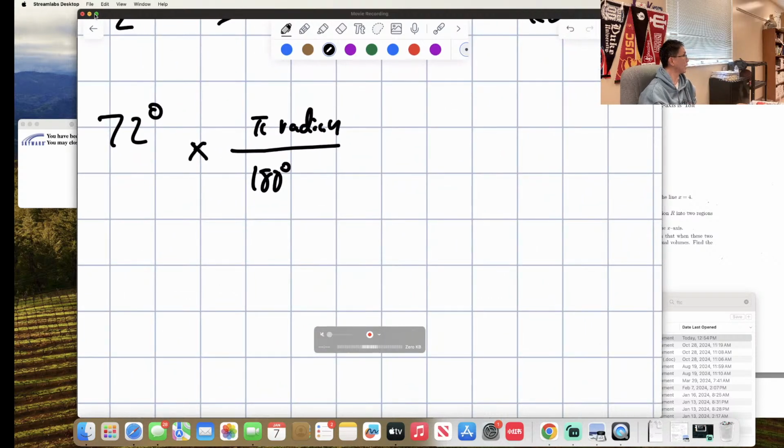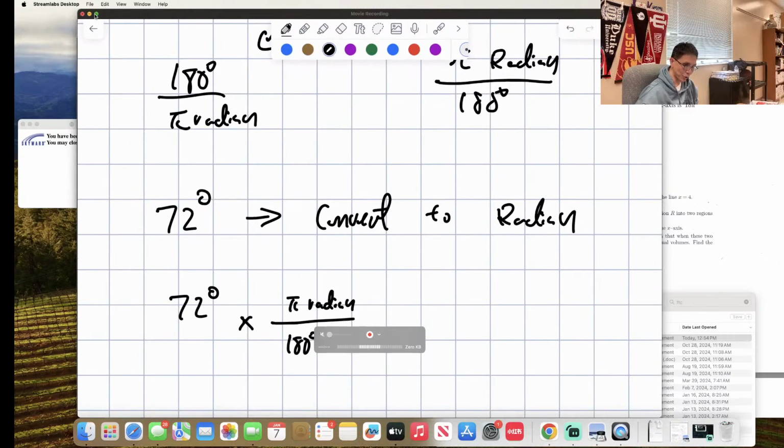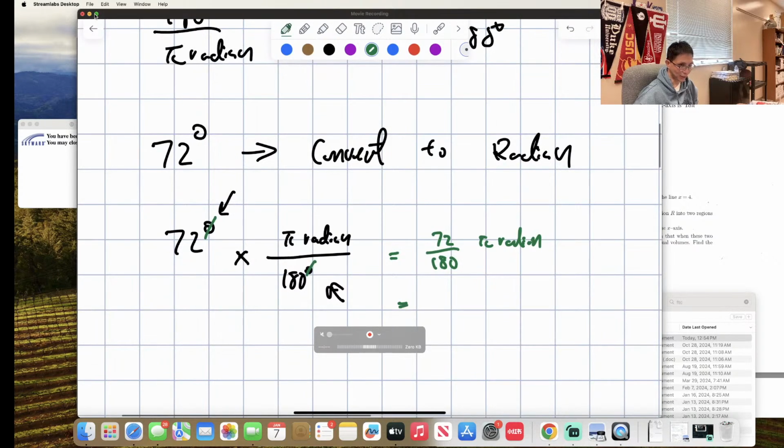Okay, why do I convert one thing to the other thing? Well, I can convert to radian. So what you want is for the degree to cancel. So you see that degree. If you start with a degree, you want to make sure the degree is on the bottom. And that's a simplification. You can simplify this, and that's equal to 72 over 180 pi radian. Does that make sense? You can divide by 36 on top and bottom, so it'll be 2 over 5 pi radian. So you can convert 72 degrees to 2 pi over 5.